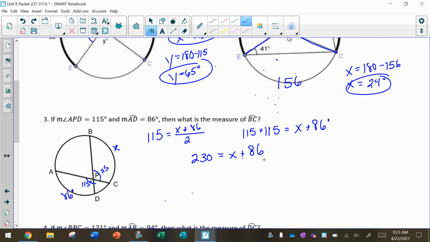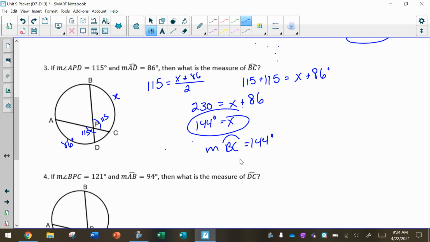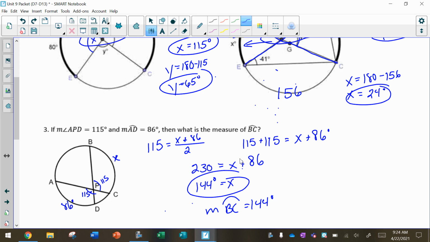And so 230 minus 86, x equals 144 degrees. So the measure of arc BC is a 144 degree arc. Okay? All right, so you notice the pattern today. This is the only rule for today. This is the only new rule that's being introduced in this lesson.